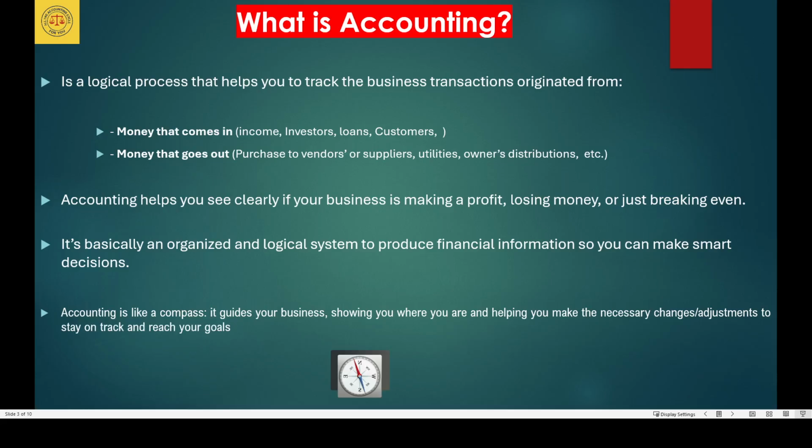Accounting is like a compass. It guides your business, showing you where you are and helping you make the necessary changes or adjustments to stay on track and reach your goals. Accounting is always helping to correct the direction to reach the goal that you are looking for.